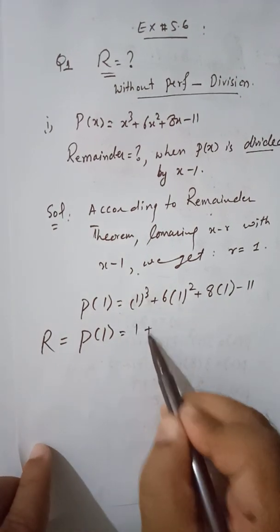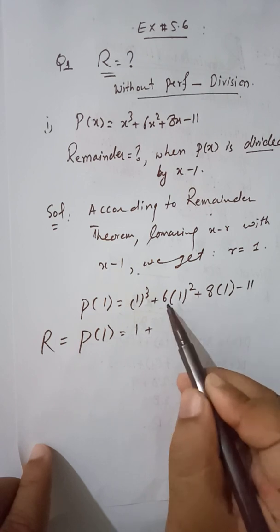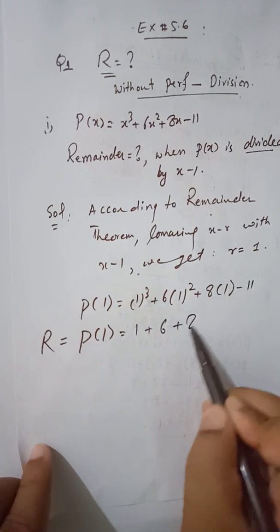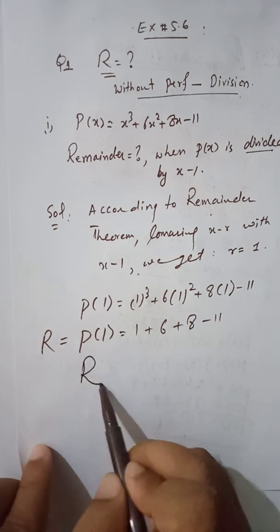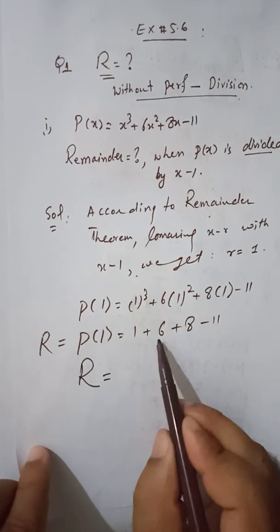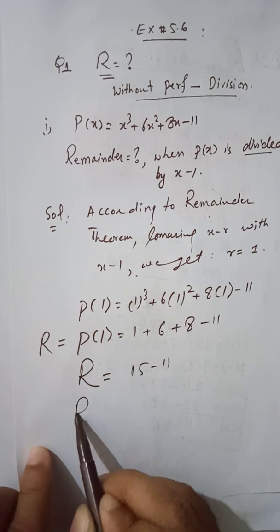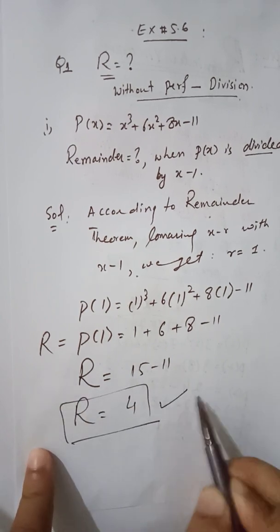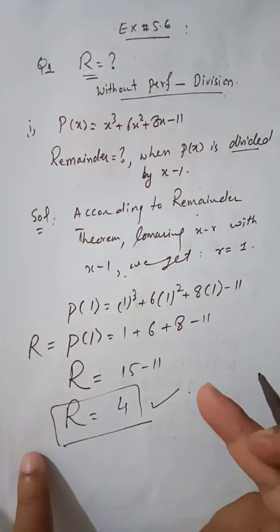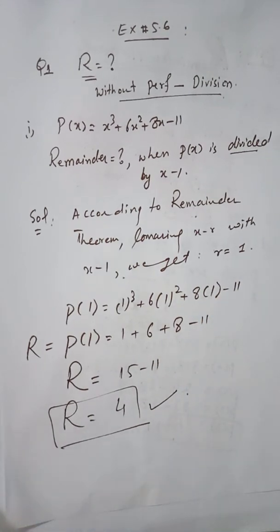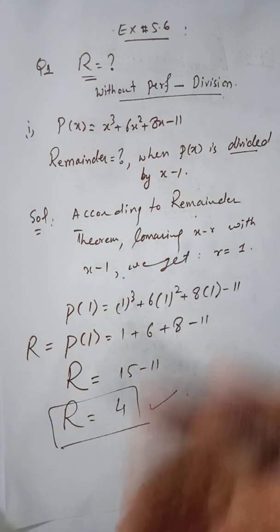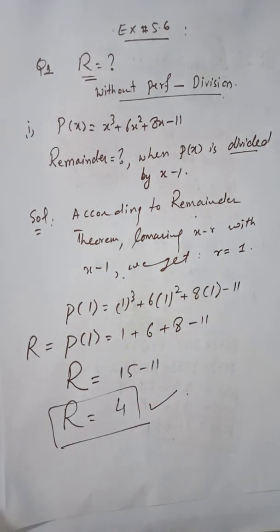So 1 cube means 1. 6 multiplied by 1 square means 1, so 6 multiplied by 1 you get 6. 8 multiplied by 1 you get 8, minus 11. So my remainder according to the remainder theorem is 7 plus 8, from here you get 15. 15 minus 11, so the remainder is 4. So you see that you calculated the remainder without performing the division. You used the remainder theorem. The remaining parts of question number 1 are similar to what we did in this part, so they are your assignments.